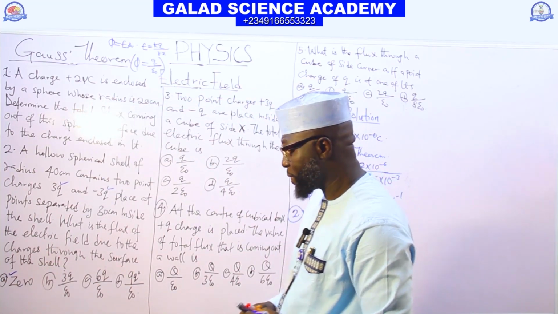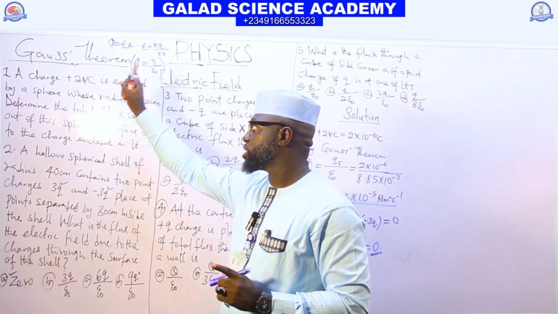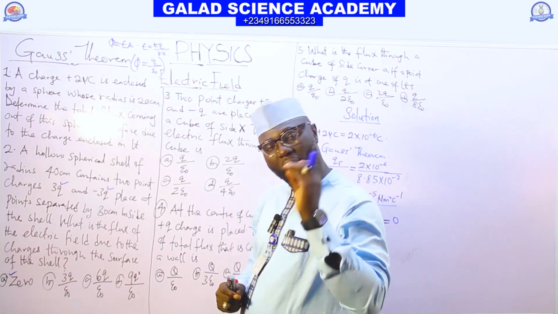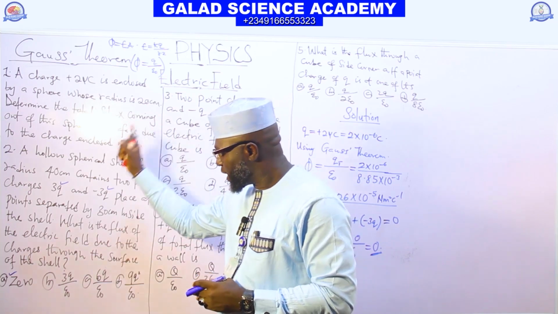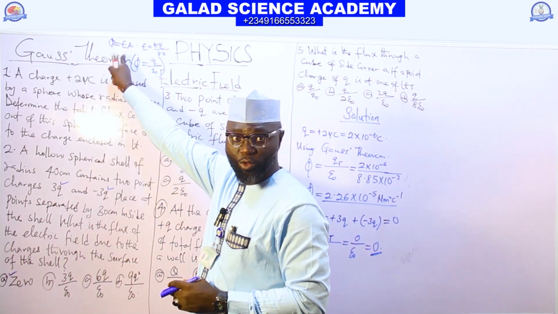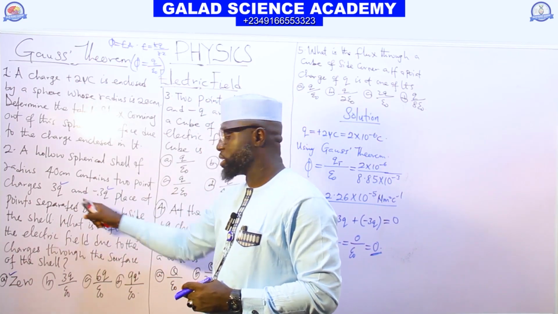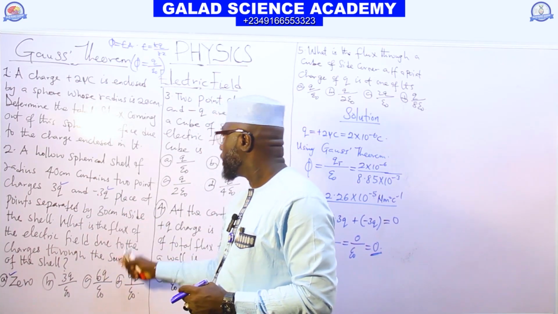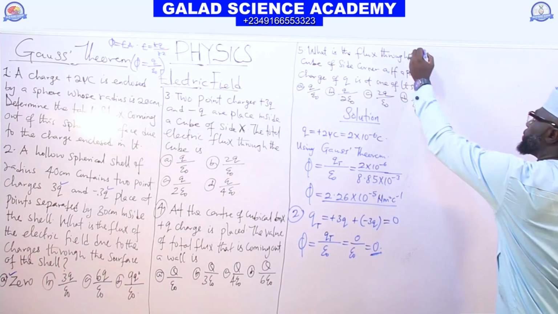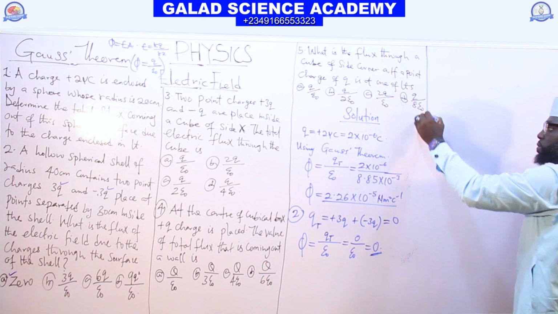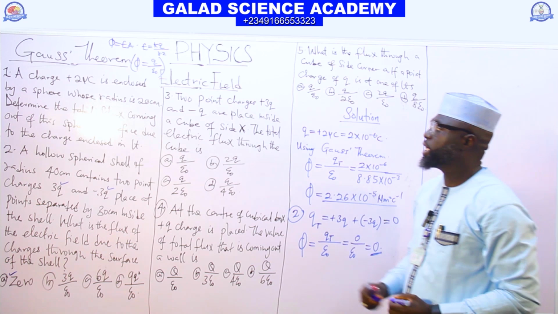Very easy. Using Gauss theorem, you have to find the electric flux. If you apply this theorem to this problem, you still get 0, because the total charge gives you 0. So the next question is question 3. What is question 3?